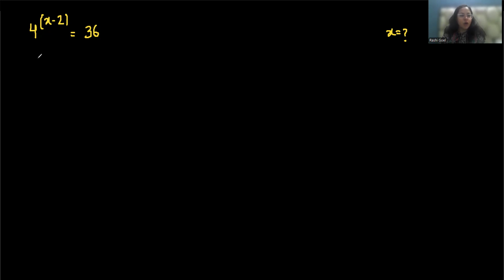We are going to solve 4 power x minus 2 equal 36 and we have to find the value of x. So let's start with today's video solution. So I am going to take logarithm on both sides. So 4 power x minus 2 is equals to log 36.